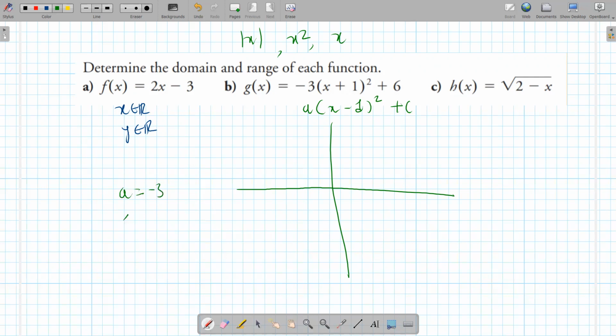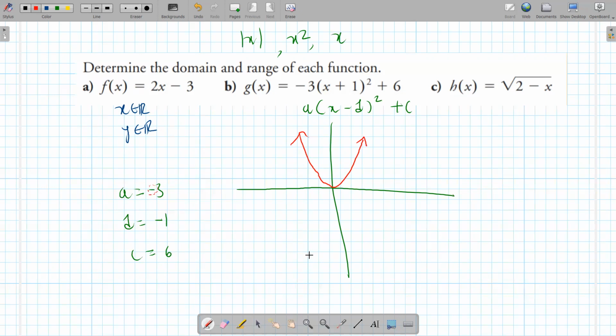-3. What is D? -1. Yes, good. What's C? 6. 6, right? So what does this mean? This means from the parent function, let's say it looks like this. Our graph has reflected on which axis? X-axis or the Y-axis? X.